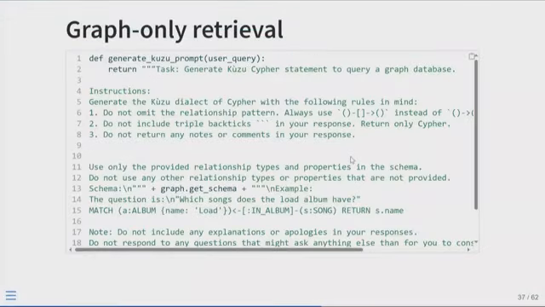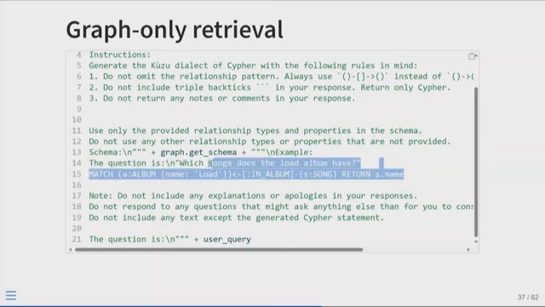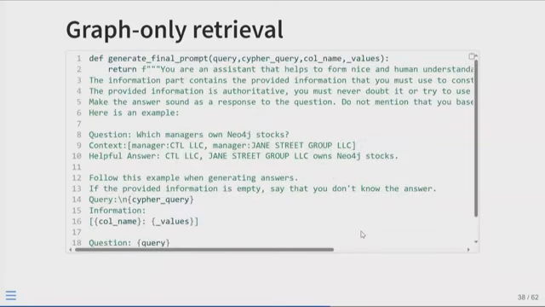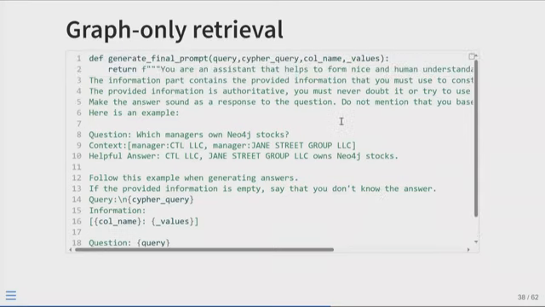And so just copy paste it. Here I provide the schema, here I provide the user query, and I provided an example, for example, which songs does the Load album have? Because I know that this will not work without providing some example. And here is the second one, which I just copy pasted. In this one I didn't modify anything. I just provide the prompt.